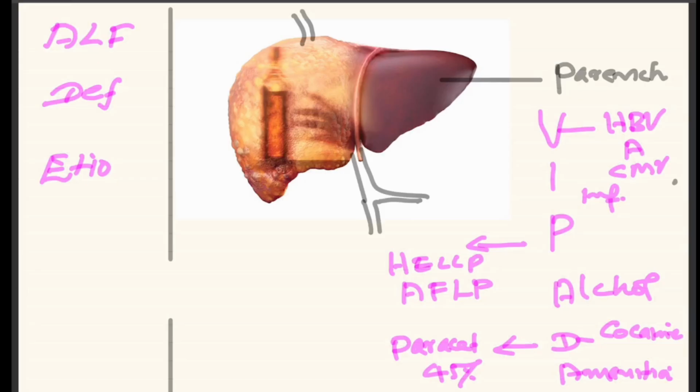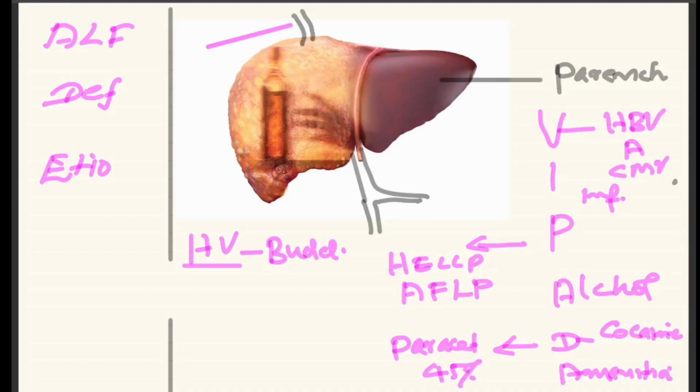So second, we have talked about the parenchymal disease. Now we go to the vascular. One is hepatic vein obstruction, the classical Budd-Chiari syndrome. This may be due to polycythemia, venoocclusive diseases, thrombophilic conditions. So this can lead on to hepatic vein obstruction.